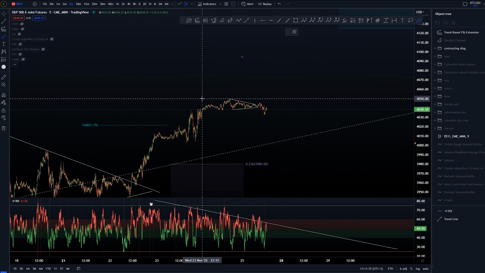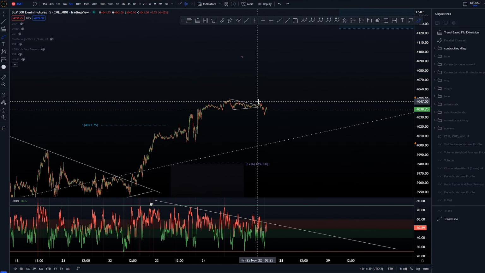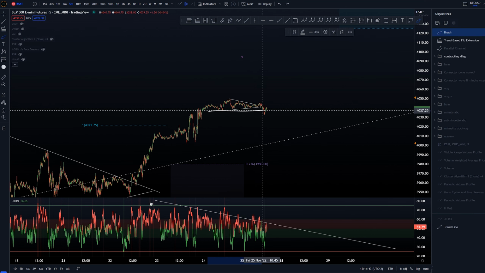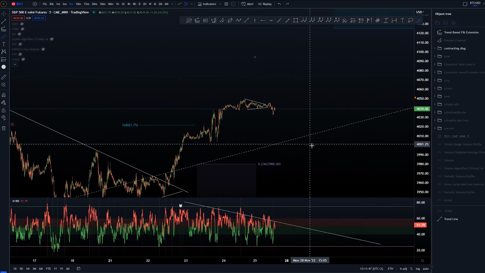Yesterday, the whole day was basically this very sideways structure, and today we had a small low, potentially taking out some of the longs here before now pushing up higher, potentially for another leg upwards.